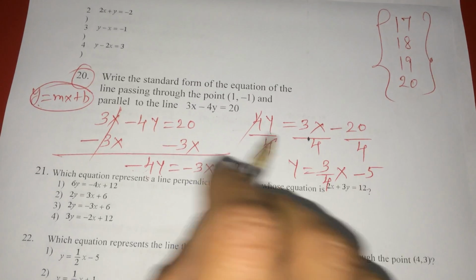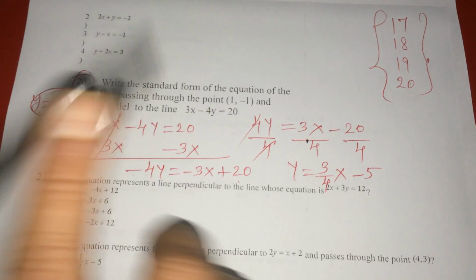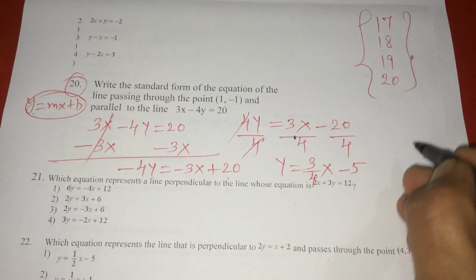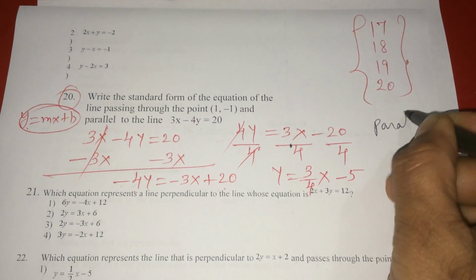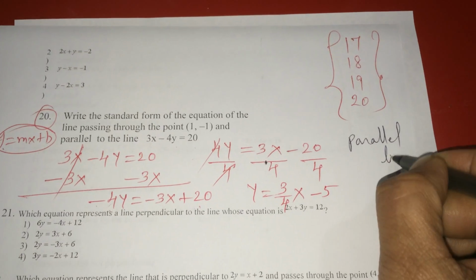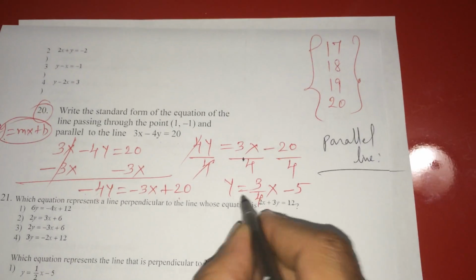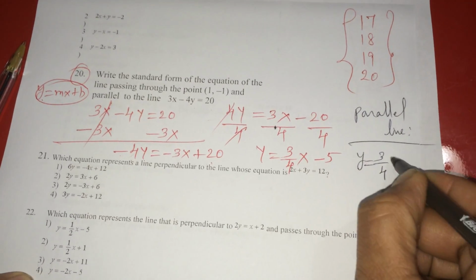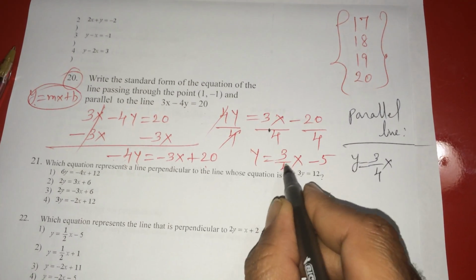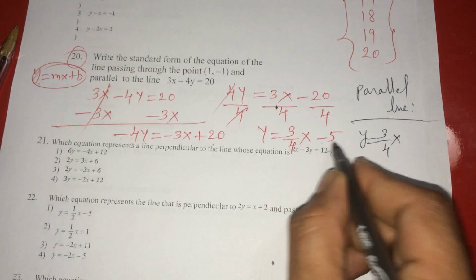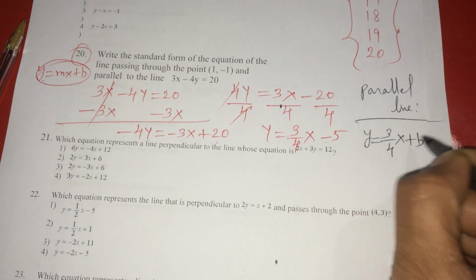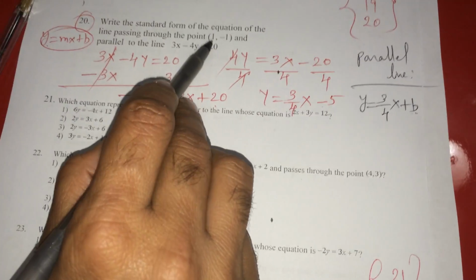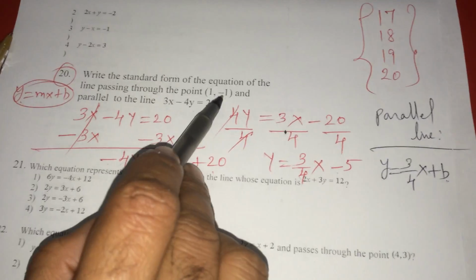This is the given equation, and for this given line, we want the parallel line equation. So I am writing parallel line here. For that, I am writing y equals 3/4 x as it is, because the slope of the parallel line is the same. Only it differs in the constant, so I am writing b here since I don't know the constant. To get the value of b, I substitute this point (1, -1).